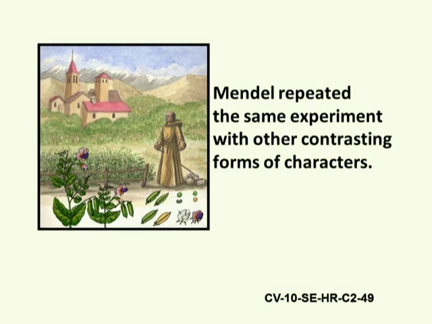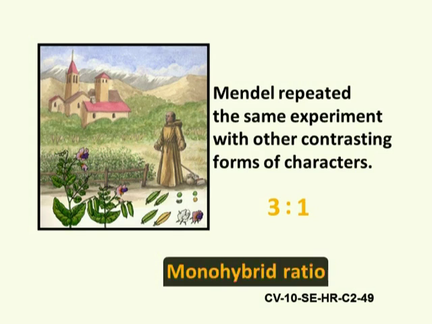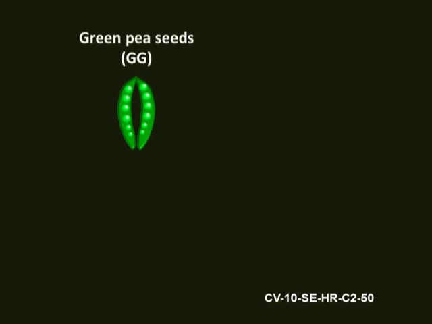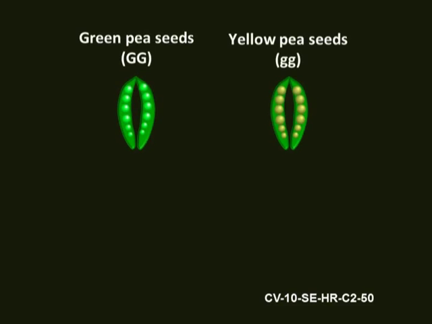Mendel repeated the same experiment with other contrasting forms of characters. He obtained the same results in the same ratio of 3:1 in the F2 generation. This ratio is called monohybrid ratio. For example, if you take the color of pea seeds, one is green, that is capital G, and the other is yellow, that is small g.